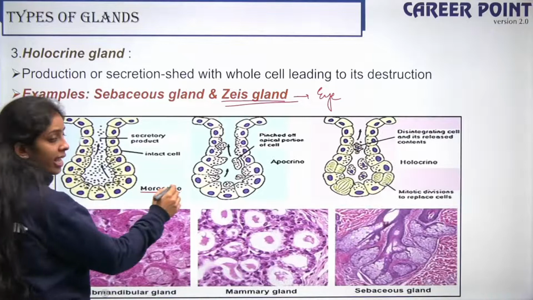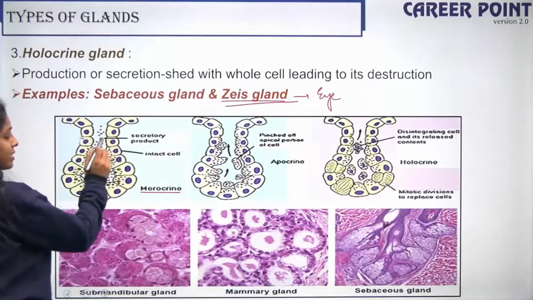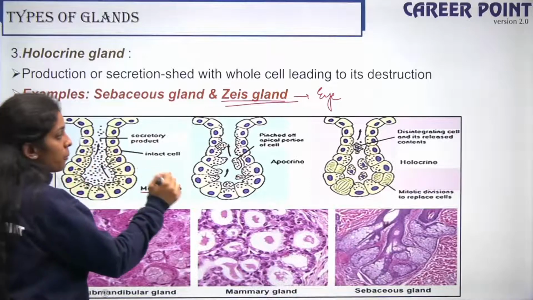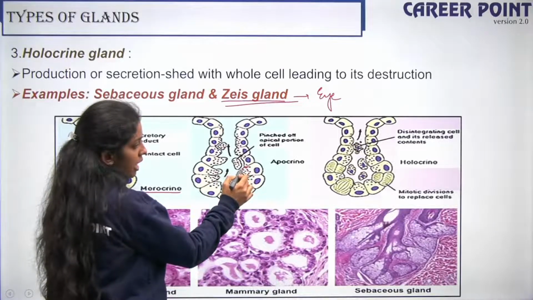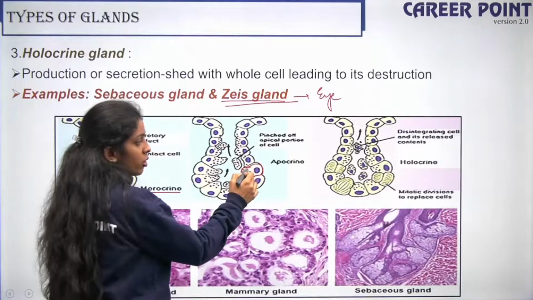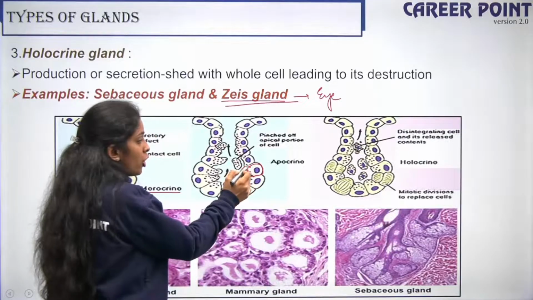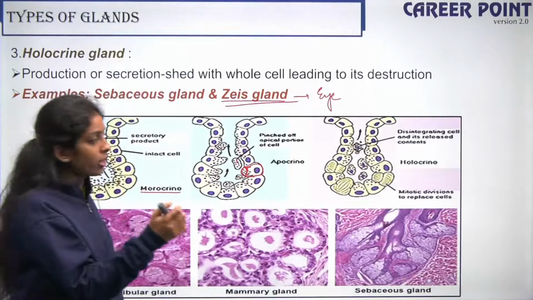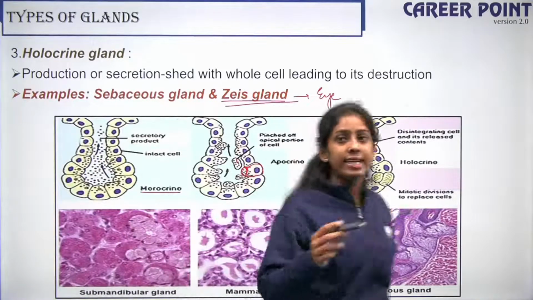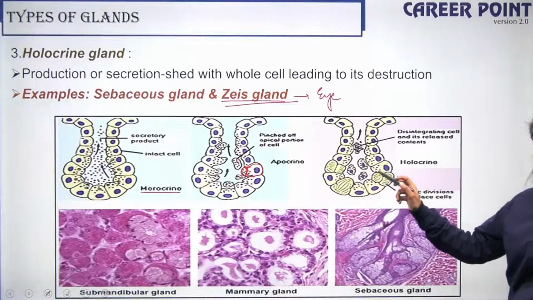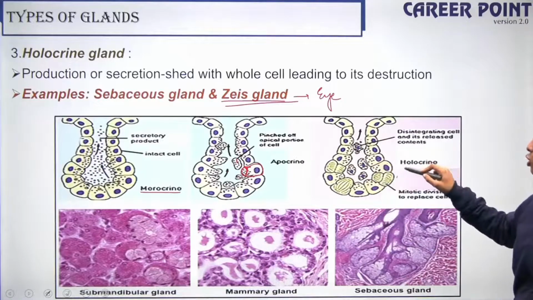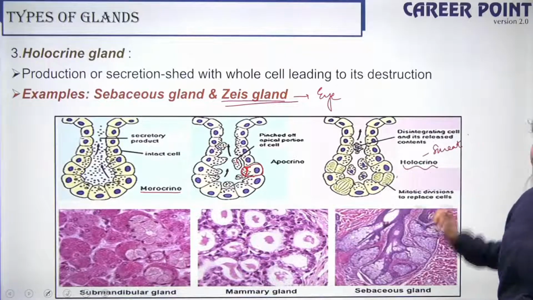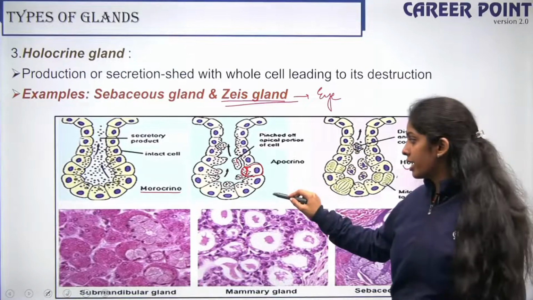So merocrine, or eccrine, is when the cell is unharmed and the cytoplasm is not disturbed. In apocrine, the apical portion of the cell has the secretion, and along with the secretion, the apical portion is also pinched out. Holocrine is when the entire cell is disrupted along with the secretion. So this is called holocrine. Example is your sweat gland. And this is your mammary gland.